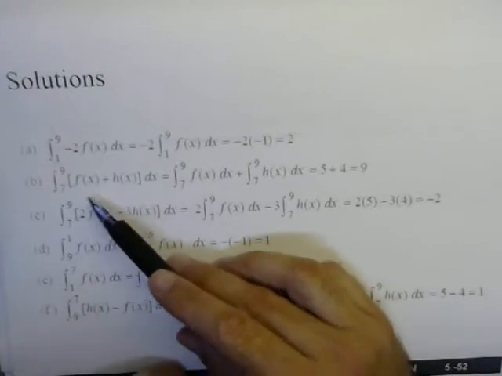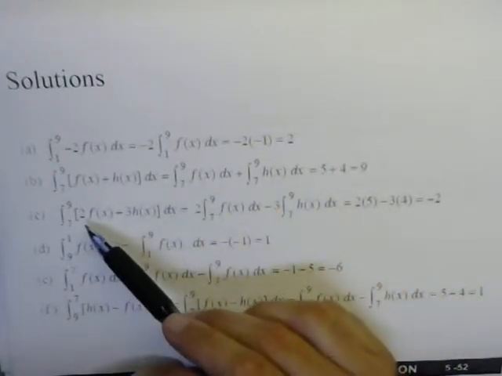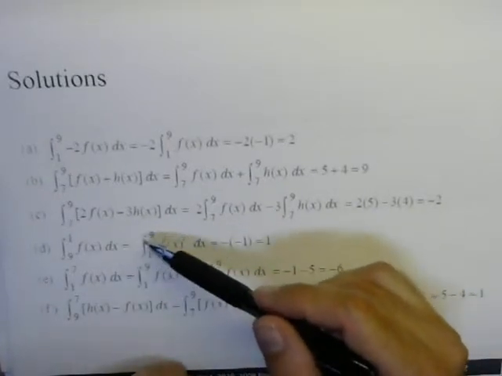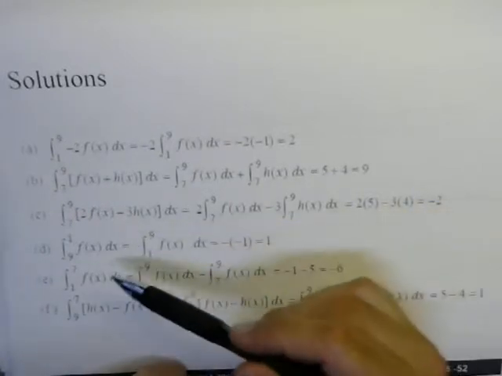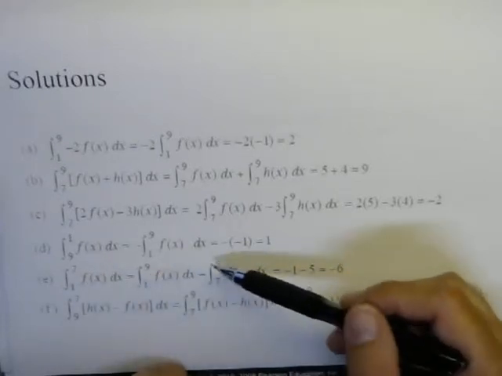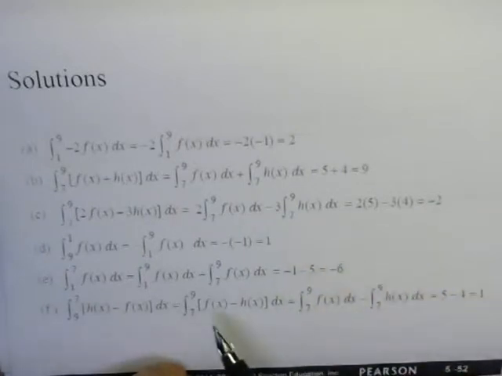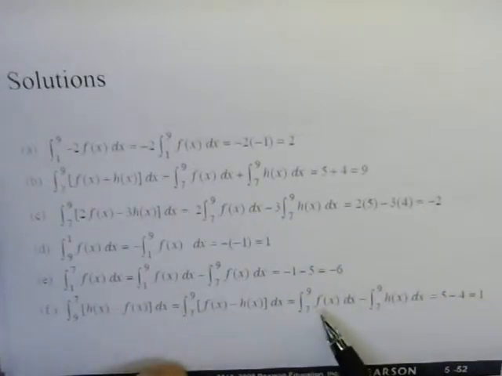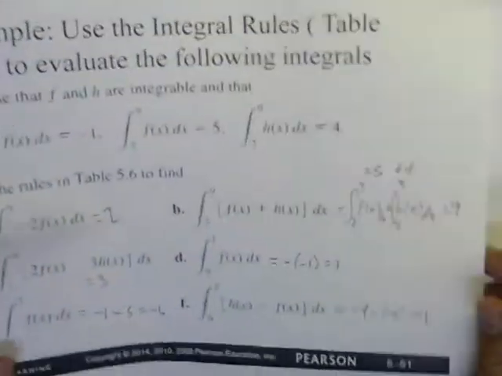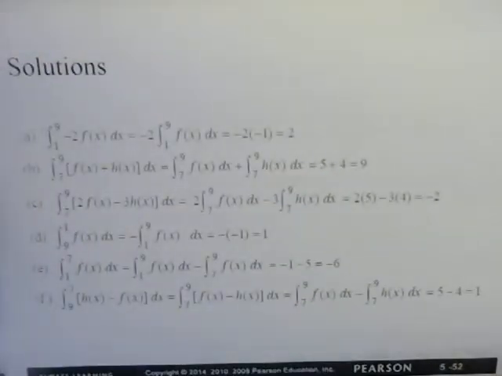So just to reiterate this on the next page, right? So the first one you get 2. Second one you just add the areas to get 9. For this, it'd just be 2 times 5 minus 3 times 4, which is -2. For this one, you have to flip the limits of integration, which will change the sign to a +1. For this, I'm taking the area from 1 to 7, which will be the area from 1 to 9 minus the area from 7 to 9, which will be -6. And for this, I got to flip the limits of integration. And so if I do that, I'll get 5 minus 4, which would be 1 there. Sorry, I guess that is what I got, 1, right?